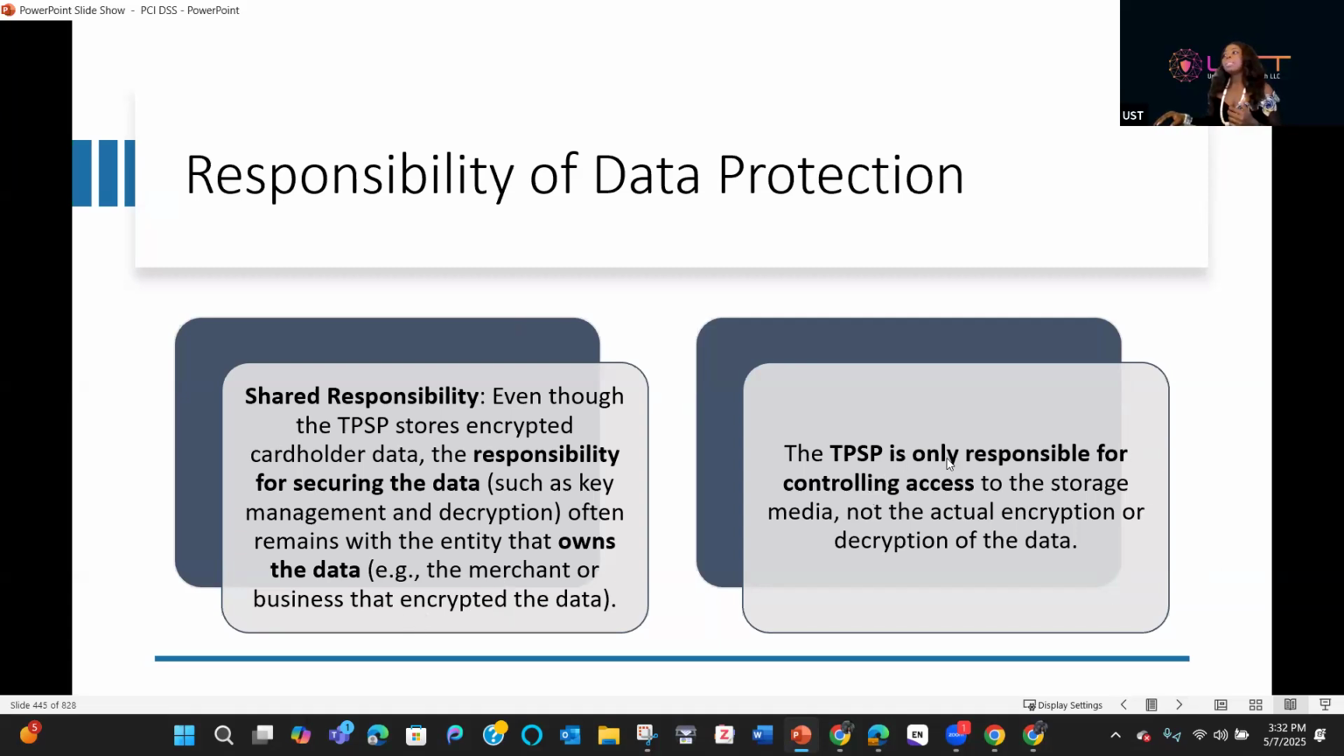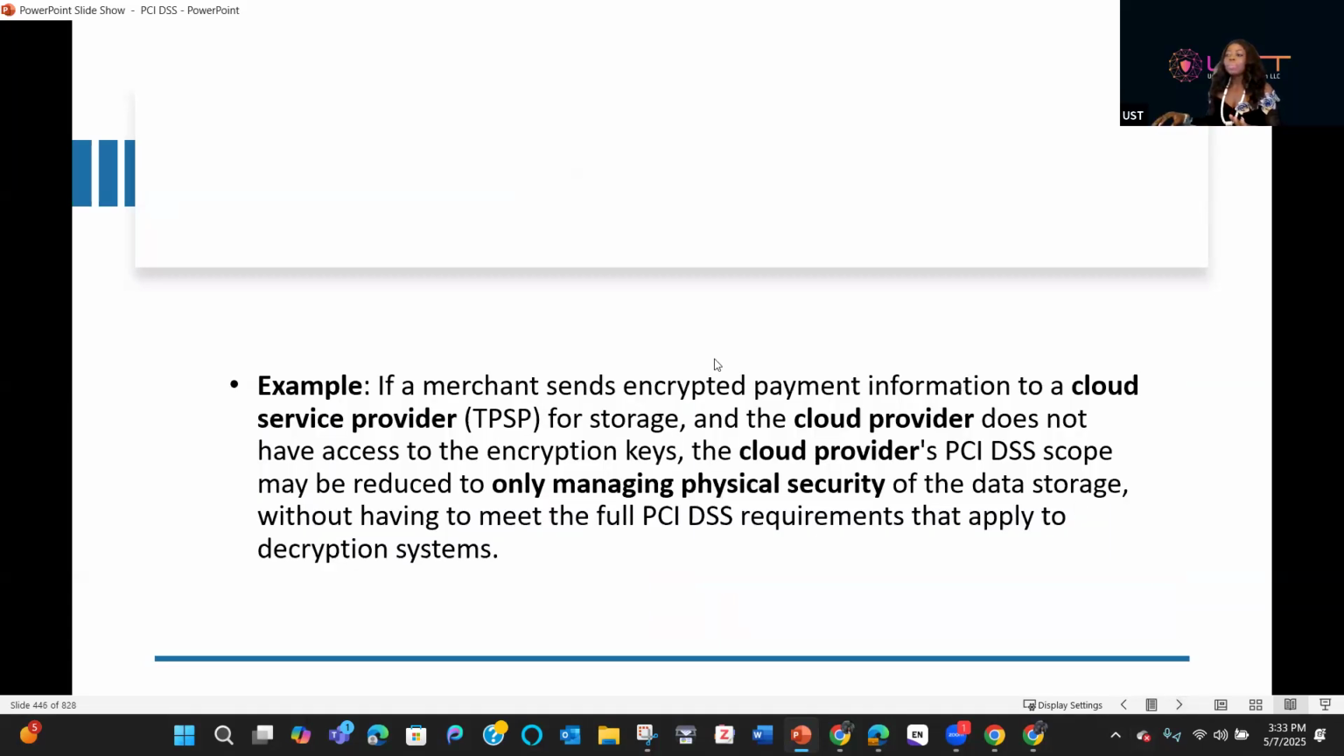So the TPSP is only responsible for controlling access to the storage media, not the actual encryption of the data. You see, we'll talk about physical controls, access control. Who is supposed to have access to that encrypted data? That's their own part. That's what they're going to do, right?